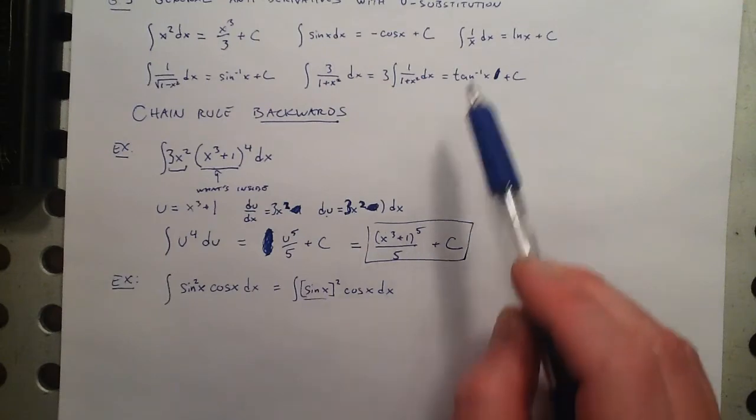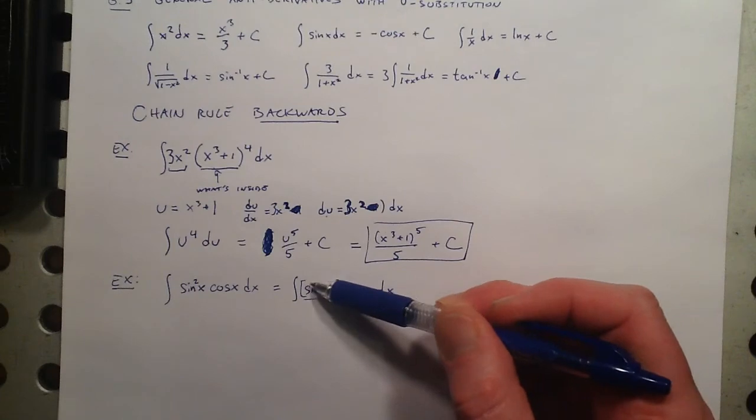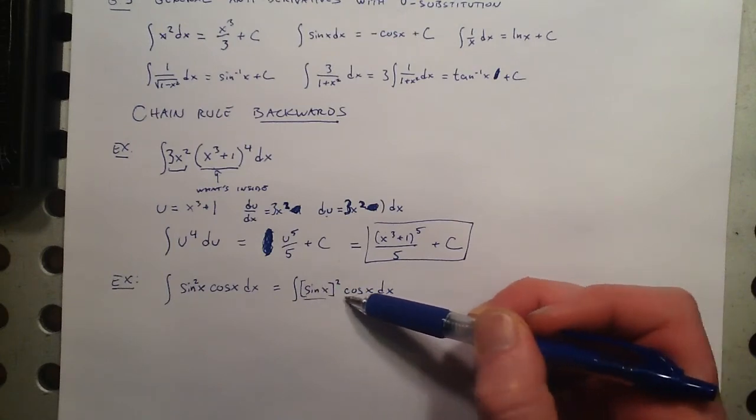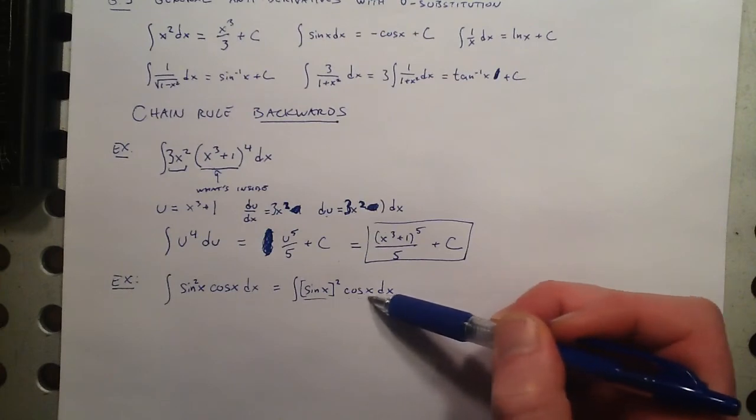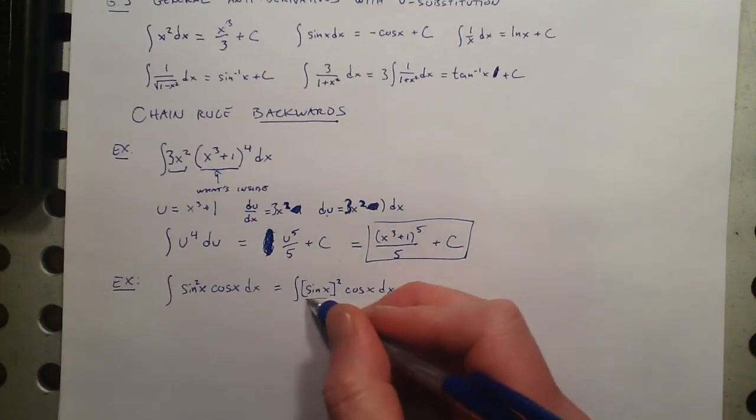The art of doing u substitution is basically the art of recognizing what is the inside function and recognizing that yes, in fact, the derivative of that inside function does show up in some form outside here. So here, there's my inside.